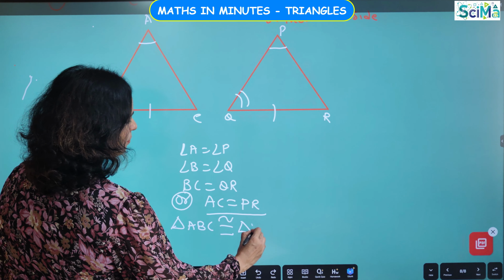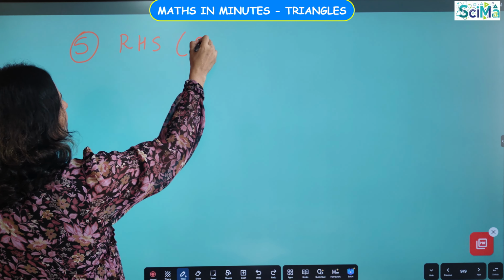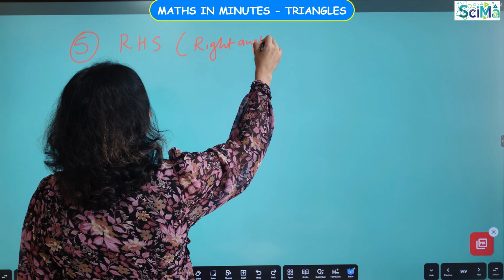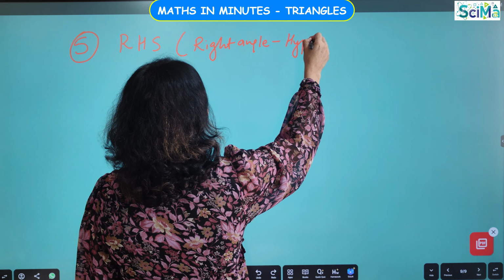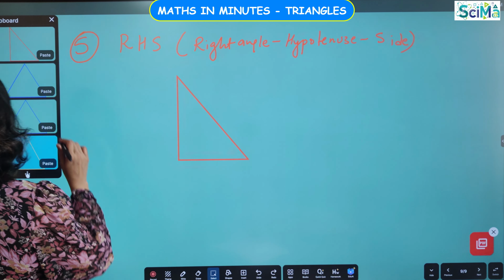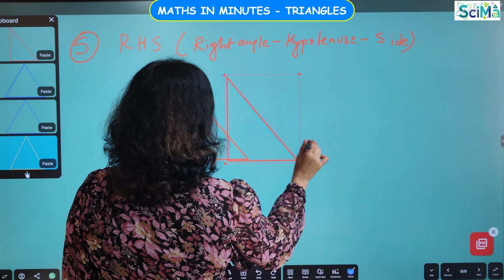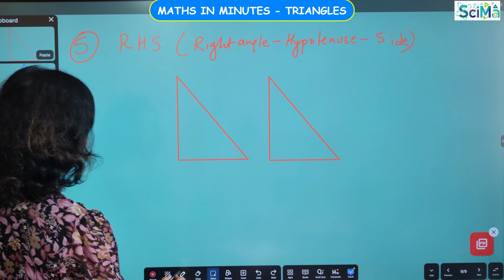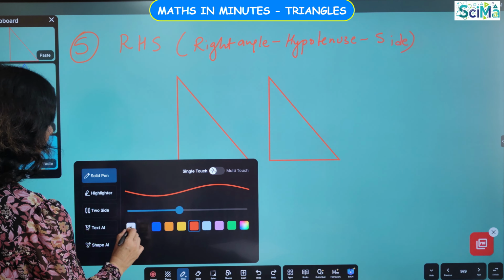Fifth rule, RHS, that is right angle, hypotenuse, and any side. So if I make a right angle triangle, I quickly make a copy of it. Okay. So here we name it quickly ABC, PQR. So here this is 90 degree, this is also 90 degree. So here right angle, so we have to apply RHS.